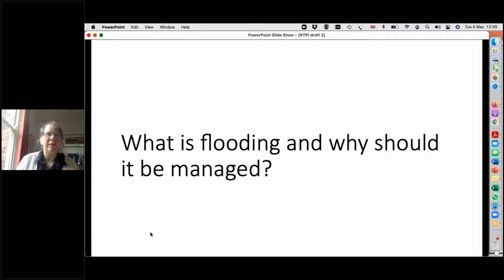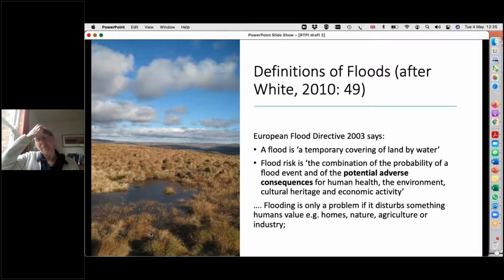So what is flooding and why should it be managed? The European Floods Directive says a flood is just a temporary covering of land by water. But really, this was the Welsh Highlands, shown somewhere up above Brecon in this photograph. This may be a temporary covering of land by water, but I don't think anybody cares.